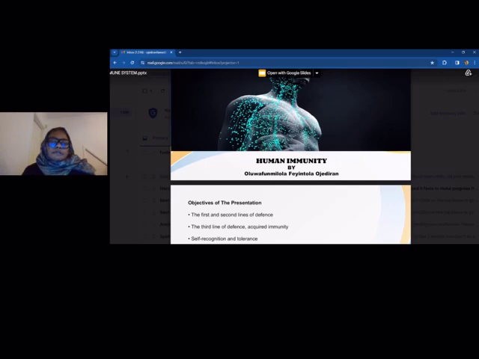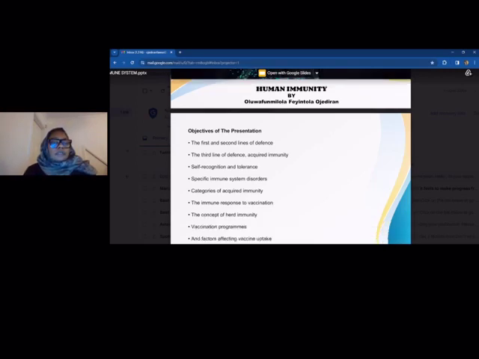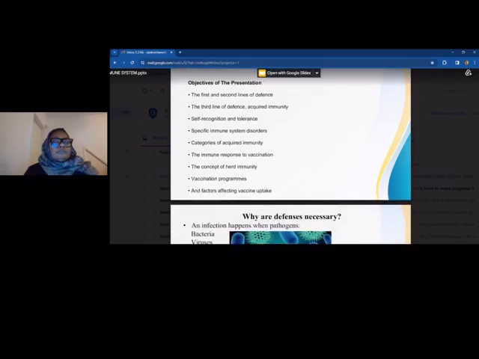I would like to talk about the objective of the presentation. The objectives are as follows: the first and second line of defense, the third line of defense, acquired immunity, self-recognition and tolerance, specific immune system disorders, categories of acquired immunity, immune response to vaccination, the concept of herd immunity and vaccination programs, and factors affecting the immune system.